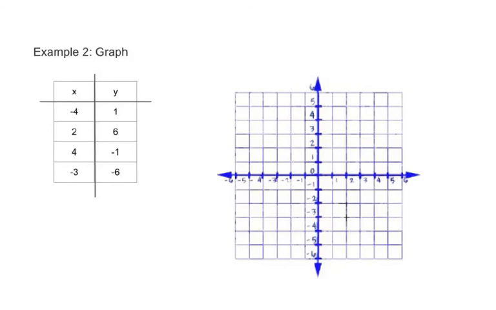Another thing you could be asked to do is to graph, but you won't be given the ordered pairs. You'll be given it in a chart. So this chart has negative 4, positive 1, 2, 6, 4, negative 1, and negative 3, negative 6. So again, if you're asked to graph some ordered pairs, they may be in a chart and you put them onto the graph. They may be in a set of ordered pairs and you have to put them on the graph.